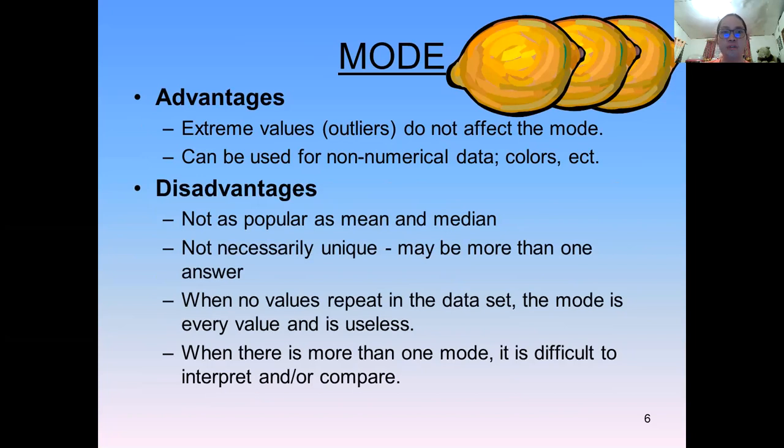Another thing also, when no values repeat in the data set, the mode is every value and is useless. So the mode is useless when there are no values that repeat in the given set of data. That's one of its disadvantages. And lastly, when there is more than one mode, it is difficult to interpret and compare, right? Unlike the mean and median. So I hope you'll be able to grasp the concept when and where to use the mean, median, and mode, especially their advantages and disadvantages, of course.